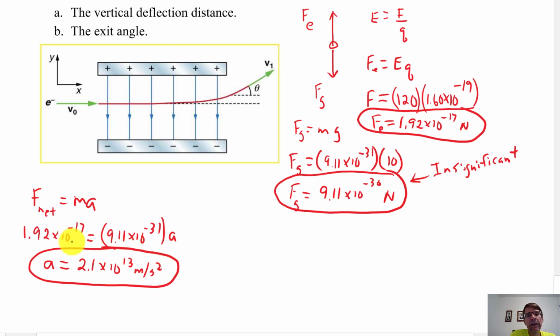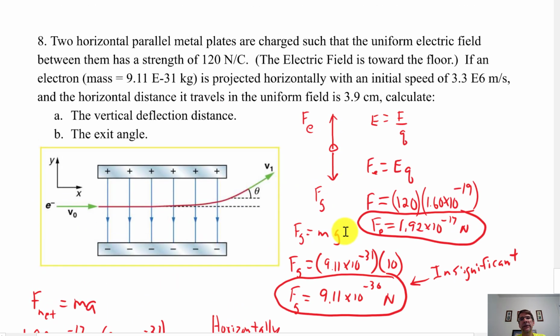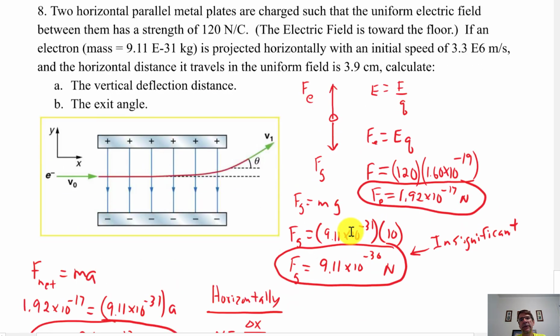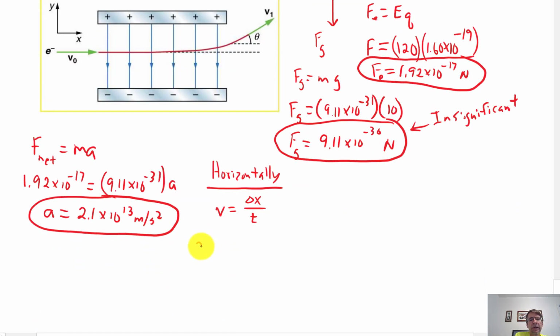Now, here's the thing. This is kind of like a projectile problem, except in reverse. The thing is going to curve upward. That acceleration right there is going to be the vertical acceleration. Horizontally, no acceleration. So horizontally, we have v equals delta x over t. And it tells you the initial velocity, doesn't it? 3.3 times 10 to the 6th. That's the horizontal velocity, 3.3 times 10 to the 6th meters per second.